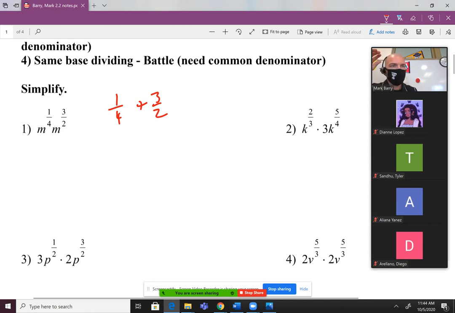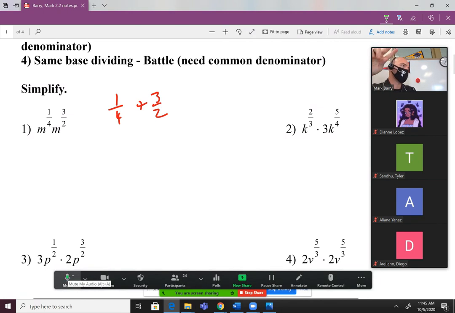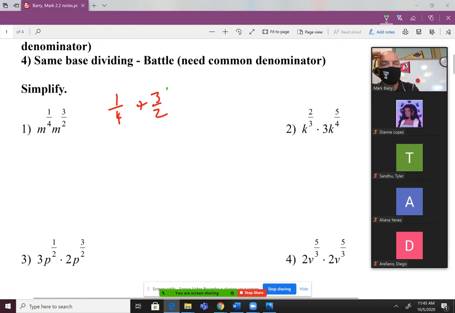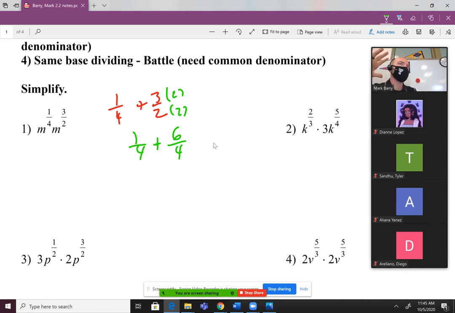We know that when we are adding fractions, we need a common denominator. So is there a number I could turn these both into very easily? I'm going to multiply by 2 to make them both 4, right? So I'm going to multiply this one by 2. That's going to give me 1/4 plus 6/4. Whenever you multiply the numerator by 2, or by whatever, you have to multiply the denominator by that same amount.